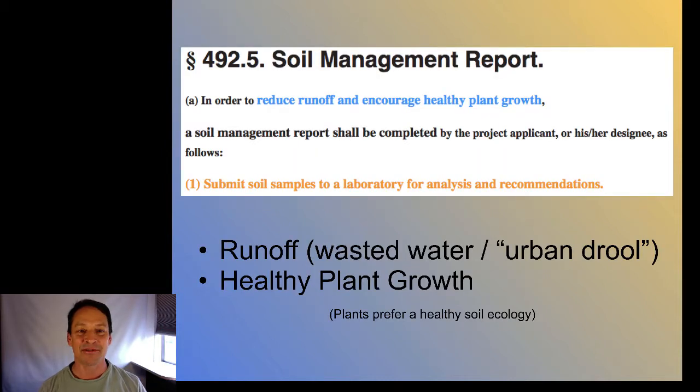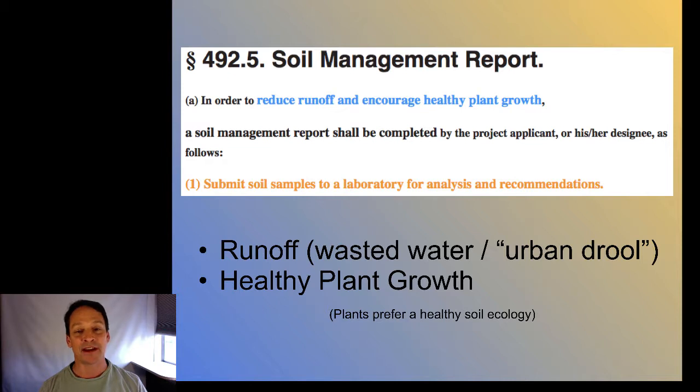All right, 492.5. This is the soil management report, and the whole point of this, the intent, is to reduce runoff and encourage healthy plant growth. Reducing runoff is kind of a no-brainer. That's wasted water, but it's also pollution. There's a huge amount of salts and fertilizers and many times even toxic pesticides that wash into our waterways and get into our groundwater and our streams due to what's commonly called urban drool.